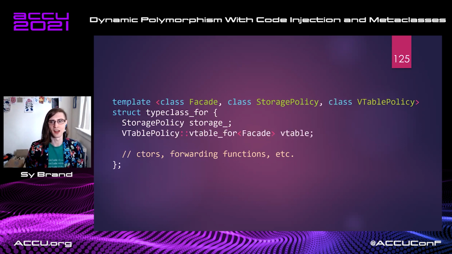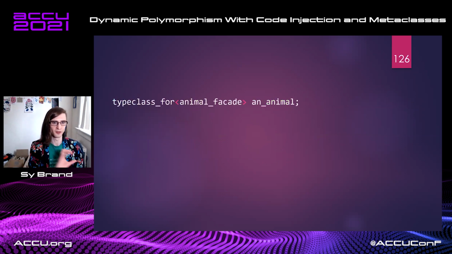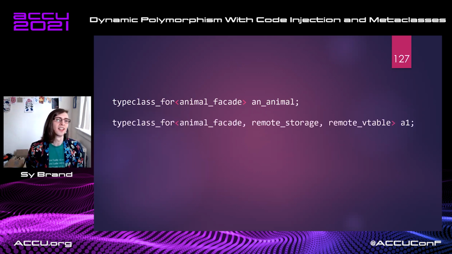And similarly, we might have a policy for storing the vtable. Previously we were saying that we have a type class for an animal facade. Well, maybe that's the same as saying that I want a type class for an animal facade with remote storage, i.e. always dynamically allocate my stored object, and a remote vtable, i.e. store a pointer to the vtable and store the vtable in some static storage. Right? That could be the same thing.